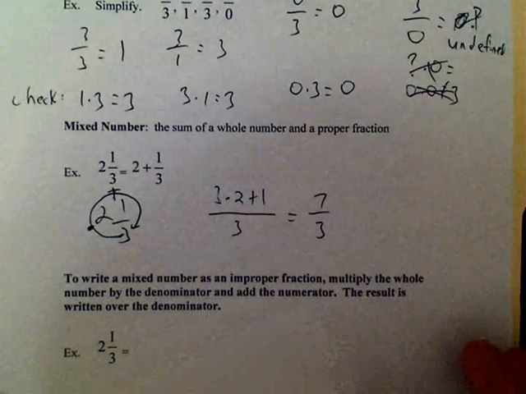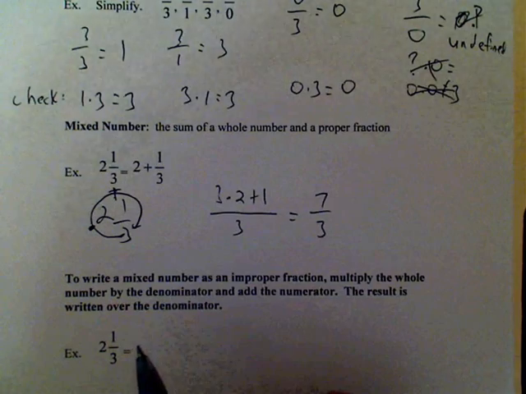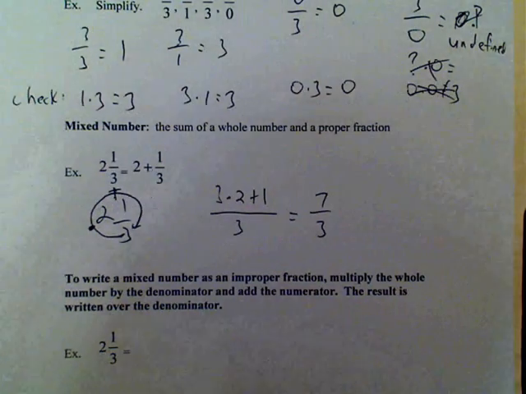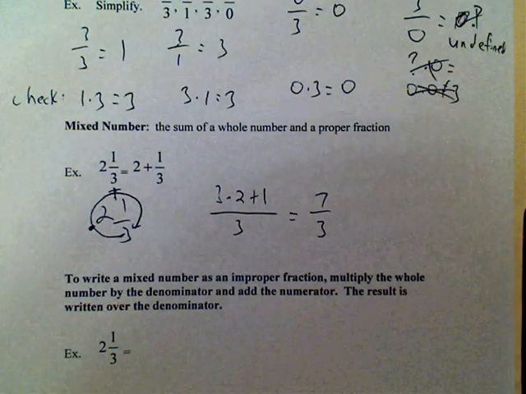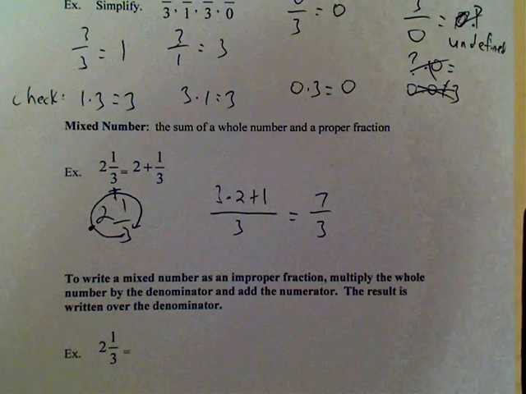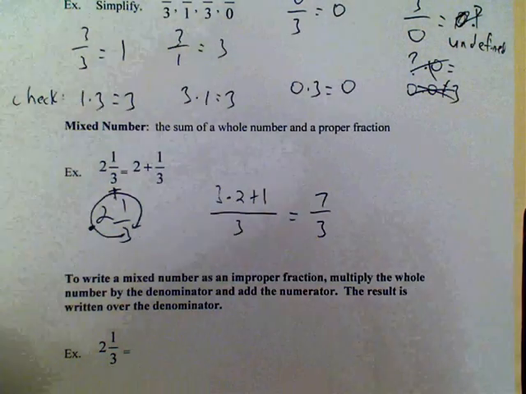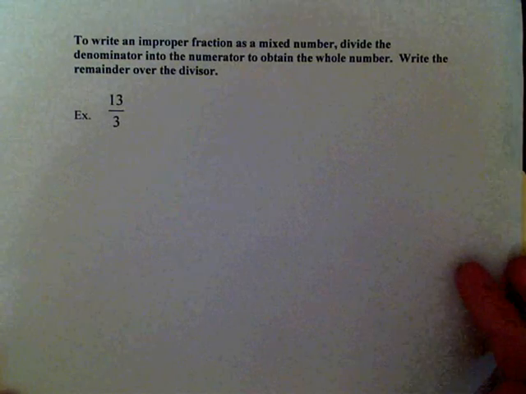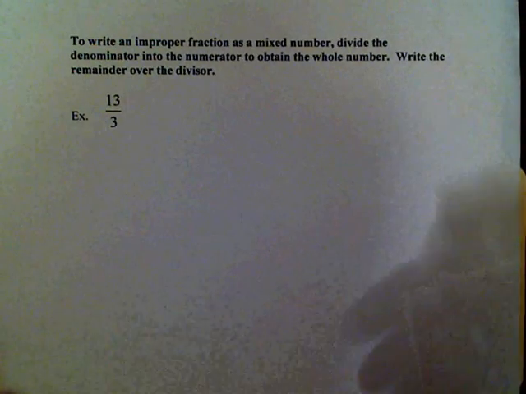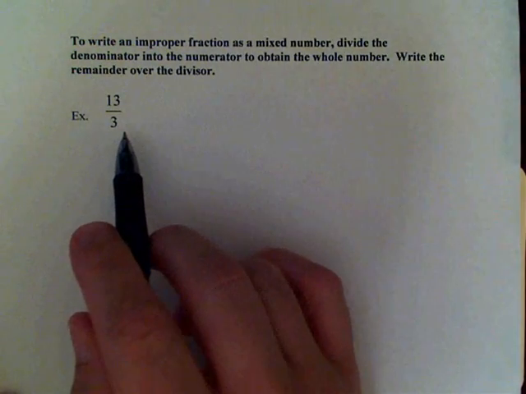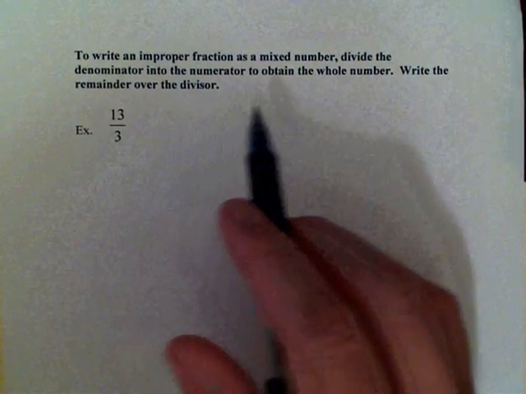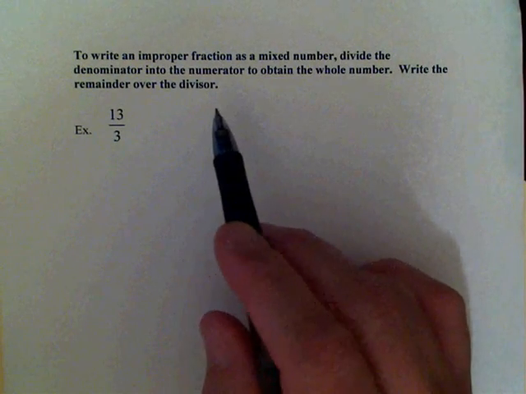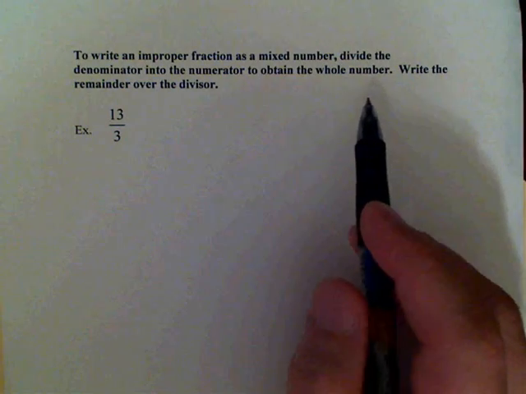And that's what this example is about. Same example. I just did it before I should have, but that's okay. No big deal. Now let's do an example going in the opposite direction. This time you're given an improper fraction, and the question is, how do you write this as a mixed number? If you read this, it says you divide the denominator into the numerator to obtain the whole number, then you write the remainder over the divisor.